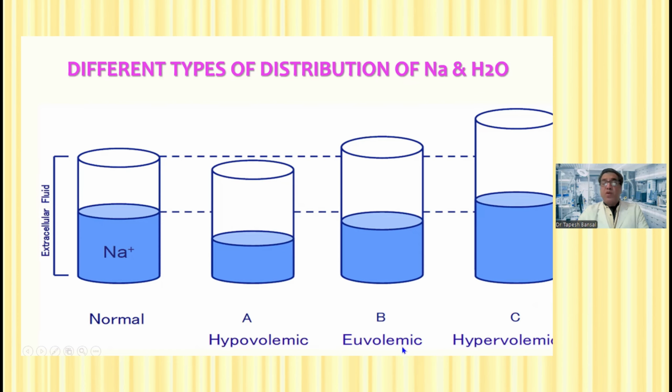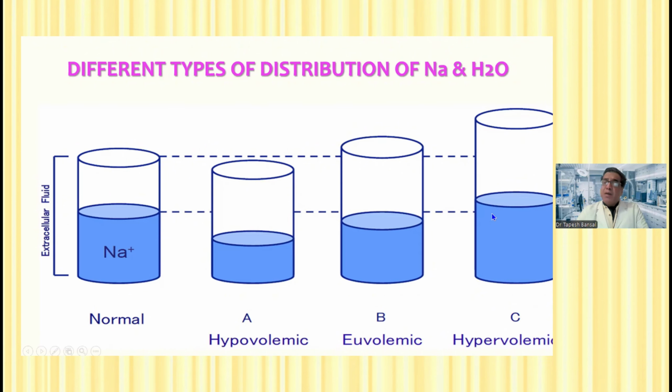Now, what is euvolemic? Euvolemic is typified by SIADH. In this, sodium remains normal. You can see the sodium is normal, but there's a slight increase in water. The total water slightly expands, and typically SIADH is called euvolemic, but there is a slight expansion in the total water content.